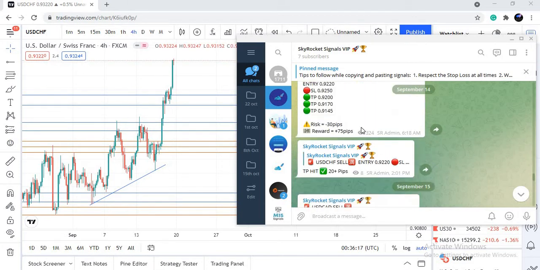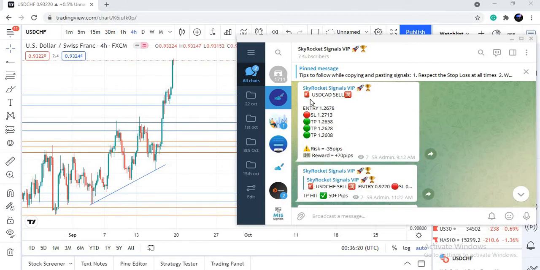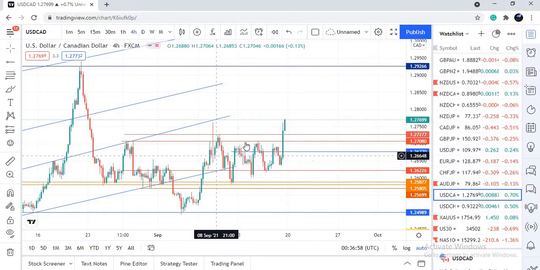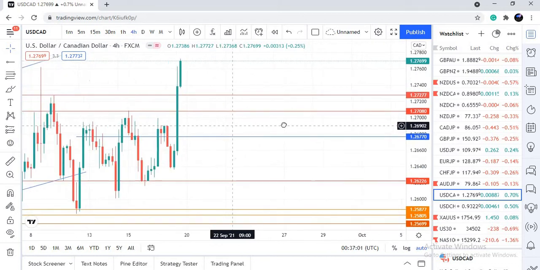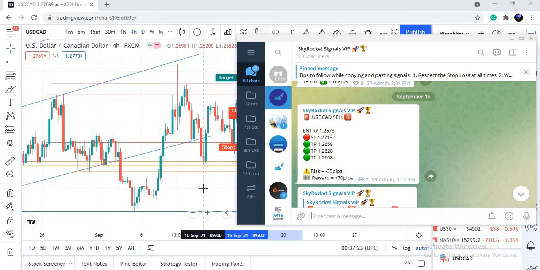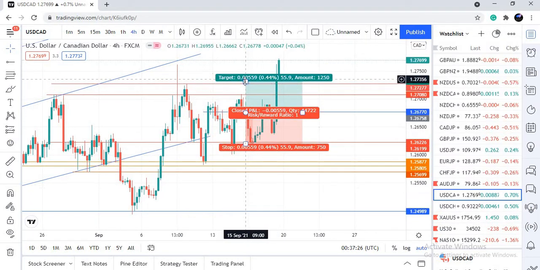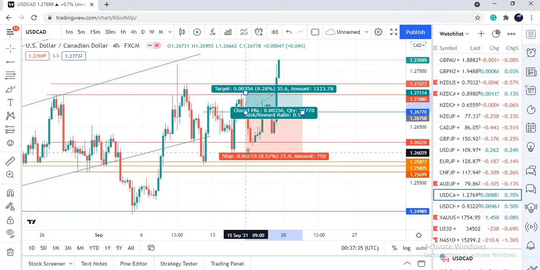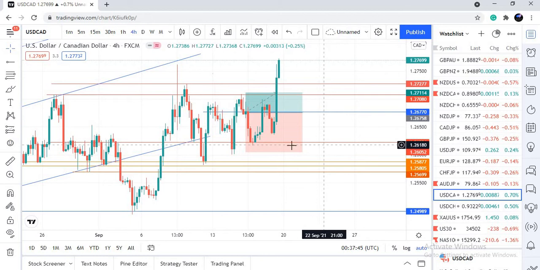So the next pair that we traded after the USD CHF was the USD CAD. And we took a sell trade on the USD CAD at the price of 1.2678. We took a sell trade on the 15th of September at 1.2675, which is around here. We targeted about 70 pips, and we took a risk of about 35 pips, which is around this level right here. Well, our target was about 75 pips, which is like a 1:2 risk to reward.